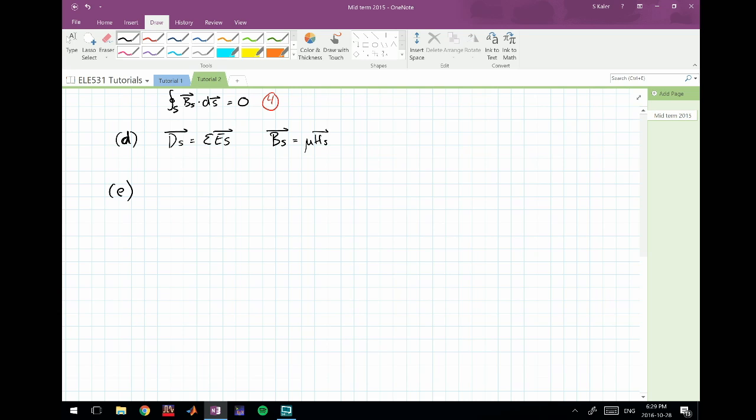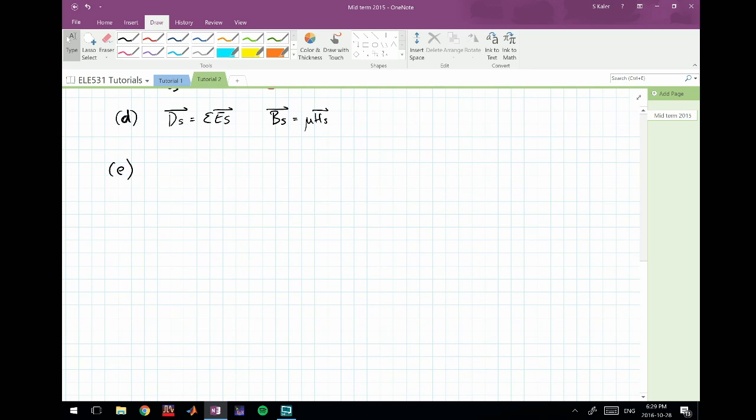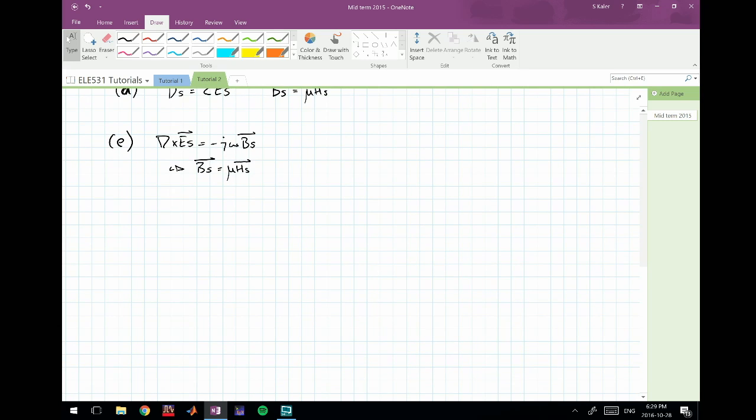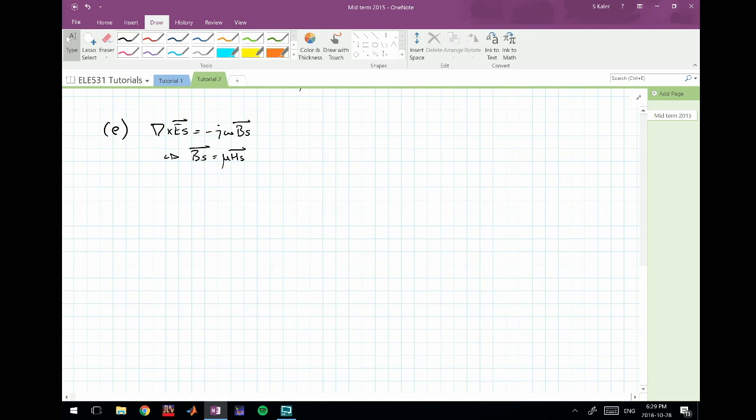So first, let's go ahead and write our equations out. So we have the curl of ES equals minus j omega BS. Now we know that BS equals mu HS. Am I writing? Is that big enough? Last time we had issues with the size. So essentially you take this and substitute that into there, and so now we have the curl of ES equals minus j omega mu HS. And so he literally wants you to do this for every equation.